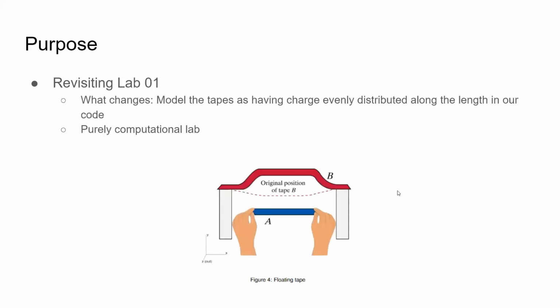The purpose of this lab, revisiting lab one, is that the main change is that now the tape is being modeled as having the charge evenly distributed along the length instead of it being concentrated as a point charge. And this lab is purely computational because it's just revisiting the coding portion of lab one.